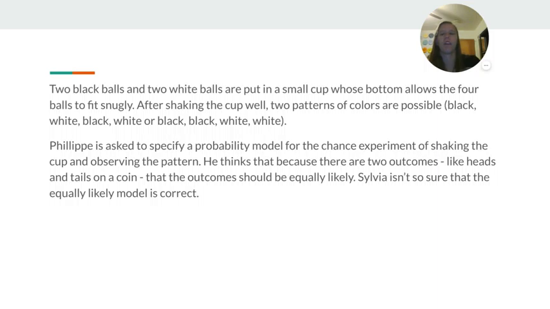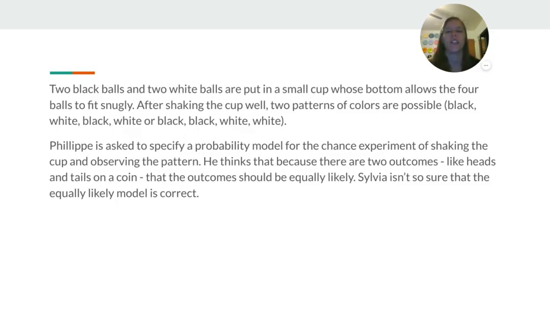Okay? So another example here, 2 black balls and 2 white balls are put in a small cup whose bottom allows the 4 balls to fit snugly. After shaking the cup well, 2 patterns of colors are possible: black, white, this is going around in a circle, or black, black, white, white.